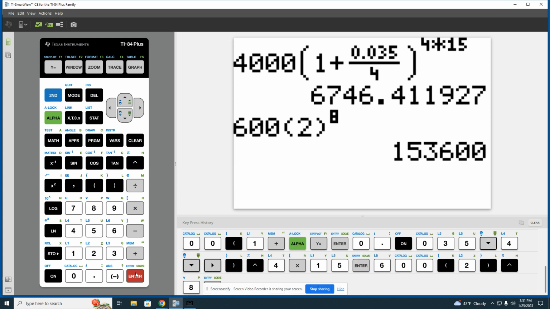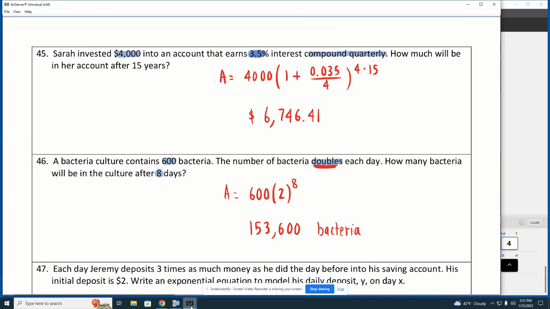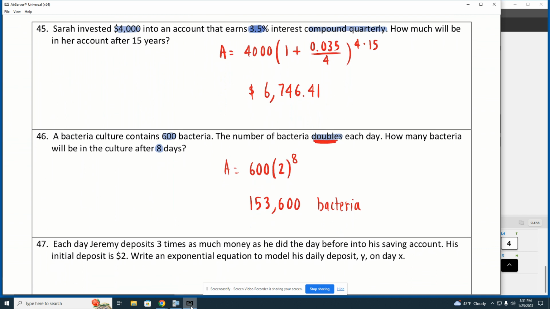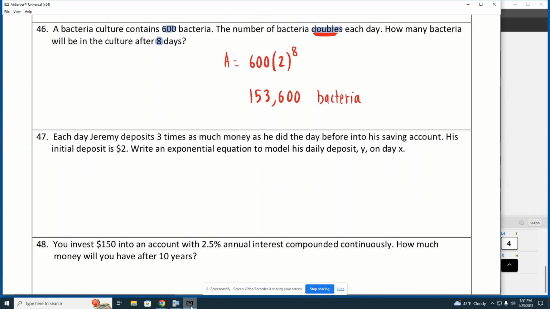So after 8 days, we're expecting there to be 153,600 bacteria cultures. Or bacteria, sorry. Okay, so let me go back. That's what you should have, 153,600. All right, let's keep on moving. I'll leave that there in case you didn't quite get it done.